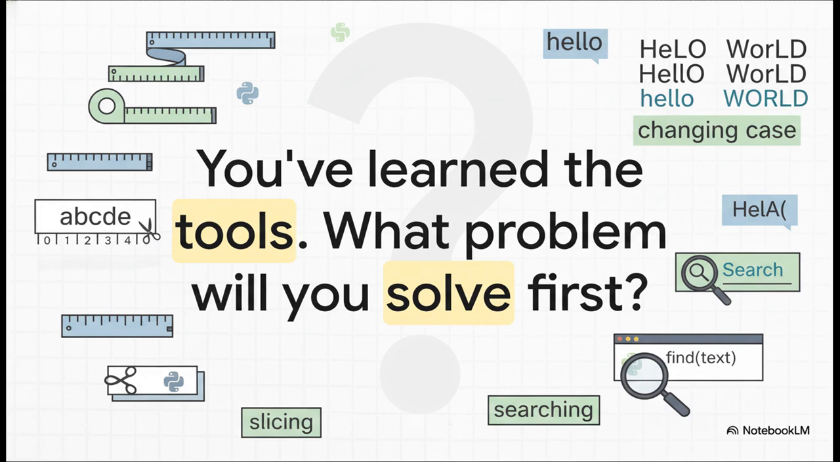And there you have it, the essentials of your string manipulation toolkit. We've gone from measuring and slicing to changing case and searching. So the question is, now that you've got the tools, what problem are you going to solve first? Get coding and put these skills to the test.